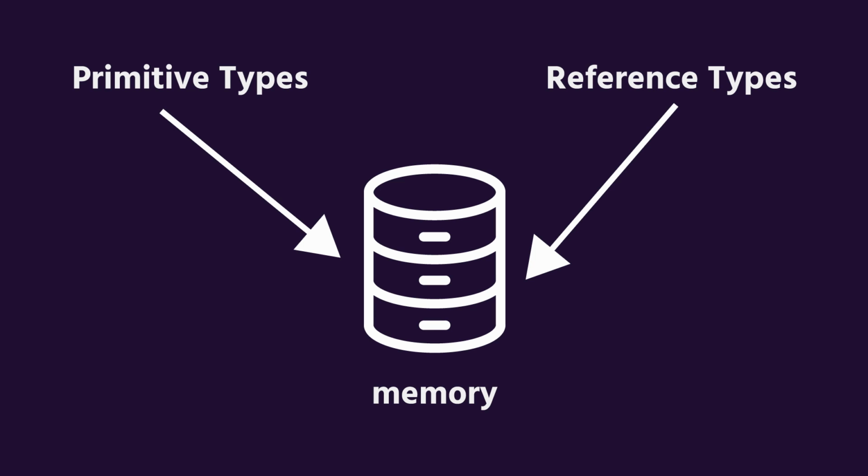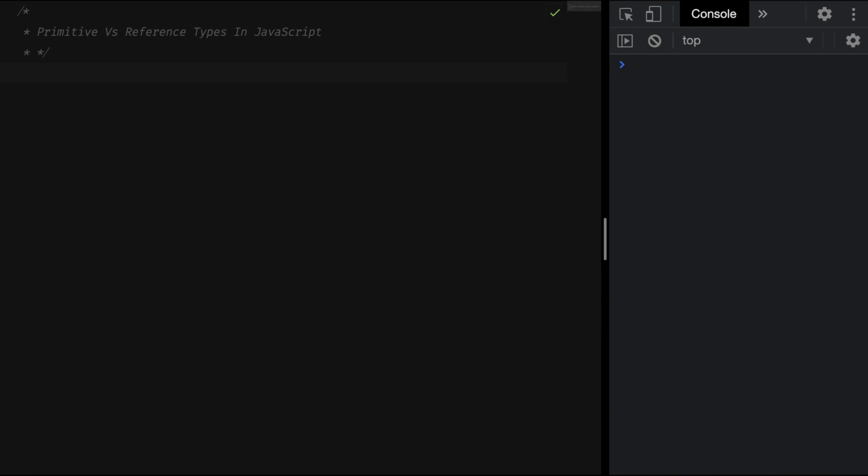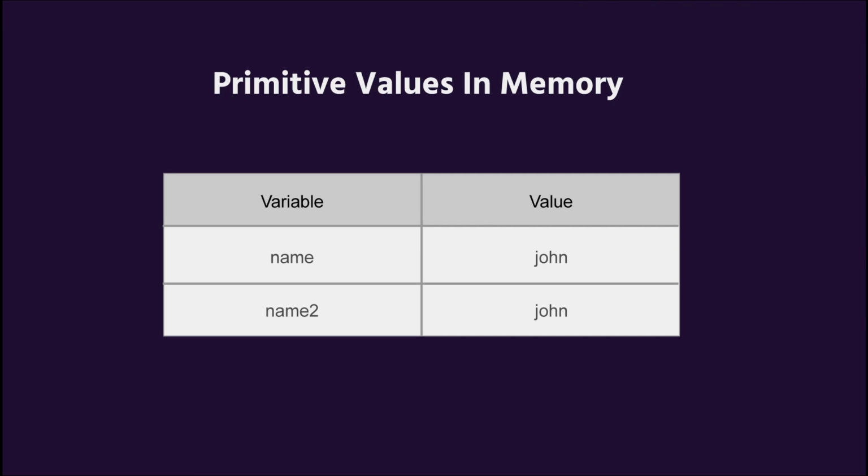As I mentioned earlier, primitive types are stored as single atomic values assigned to variables in the memory. Let's see this with an example. I'll create a variable name and assign it a value John. Now JavaScript would save this single atomic value in memory. Now if I create a new variable named name2 and assign it the value of the variable name, JavaScript is going to go ahead and create a new space in the memory and allocate the same value of the variable name and assign it to variable name2.